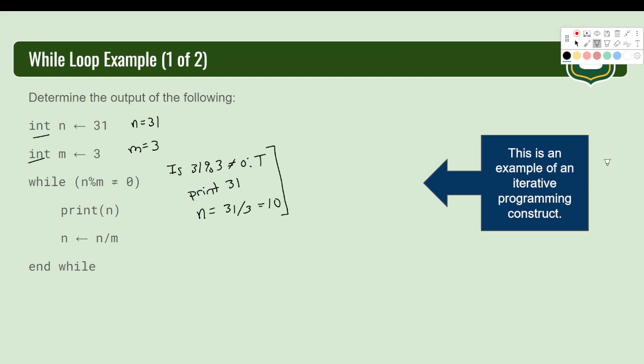So this all happens in the first iteration. Unlike the selection statements, when this is done, it's going to go back and loop up to this point and check this condition again. Now n has been updated. Is 10, our new n value, mod 3 not equal to 0? 3 goes into 10 3 times with a remainder of 1, so this is true. So it's going to print 10, our n value, and set n equal to 10 integer division 3. This is iteration 2.